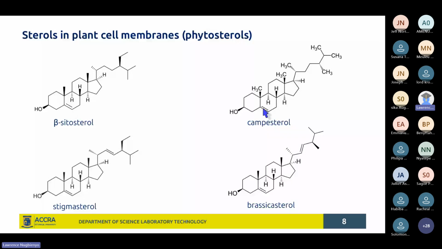Brassicasterol is having that double bond. Stigmasterol is having that double bond. Sitosterol is also having that double bond. But when you take the stanols, they don't have that. So when you read biochemistry books, you may see some of those as well. They are not sterols, they are stanols, but they are related. They carry out similar functions.